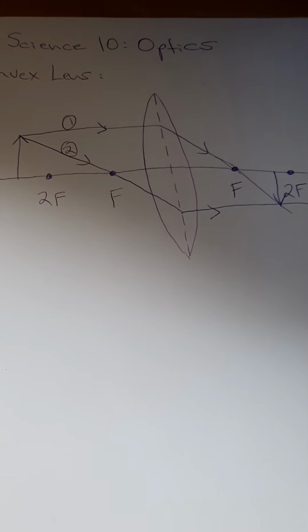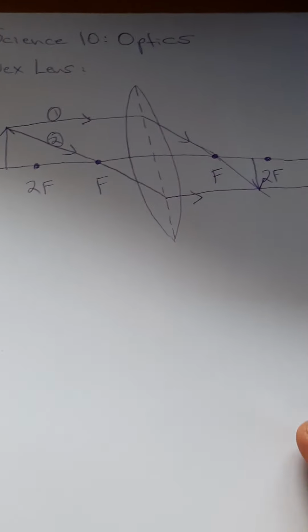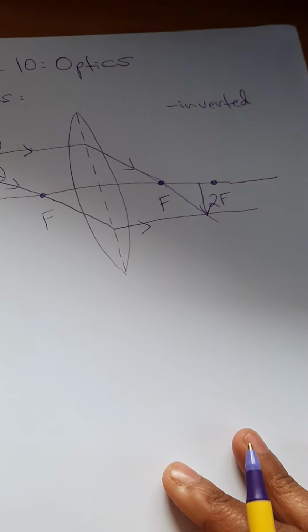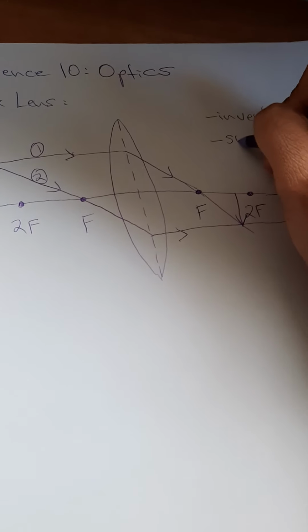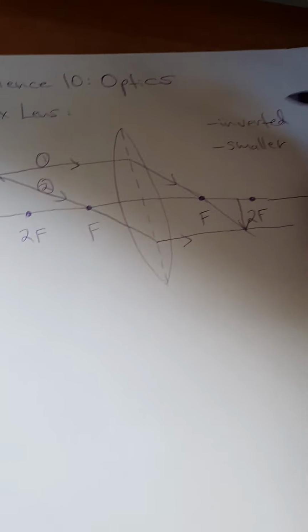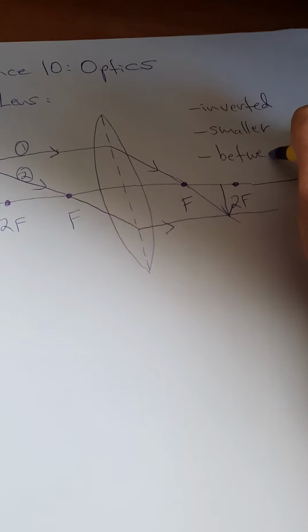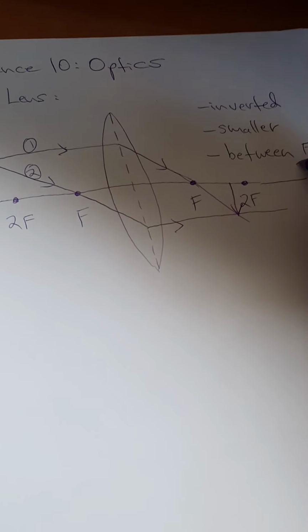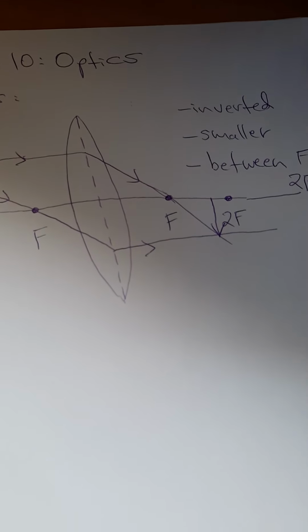And I can see again, the image is upside down in this case, so we could just put inverted image here. And we can see compared to the object, it looks like it is smaller here. And it is forming between F and 2F. So just like this here.